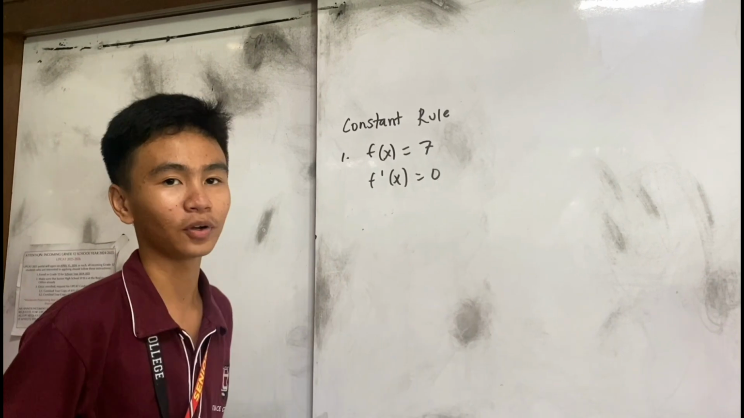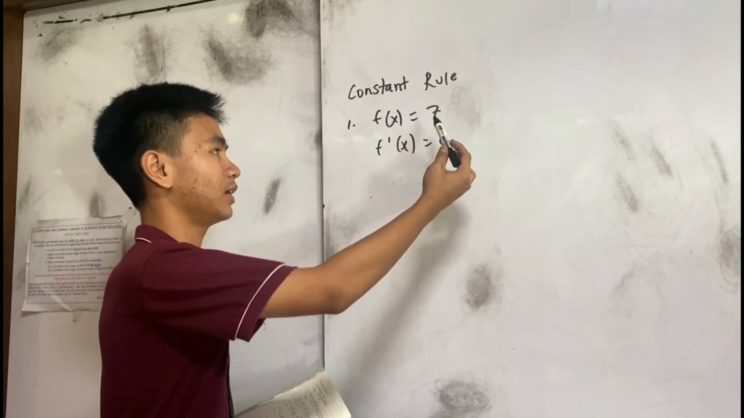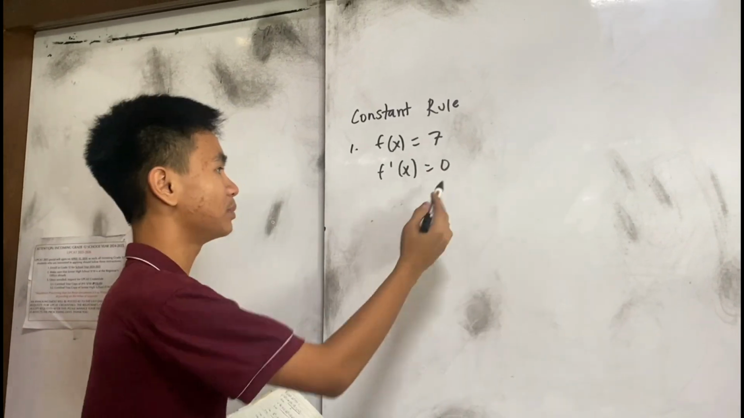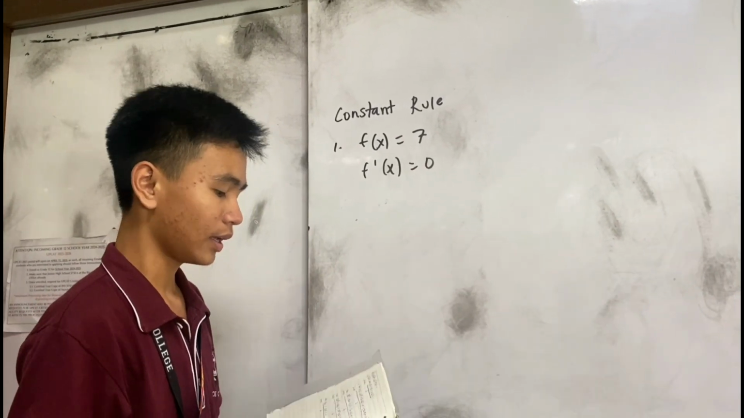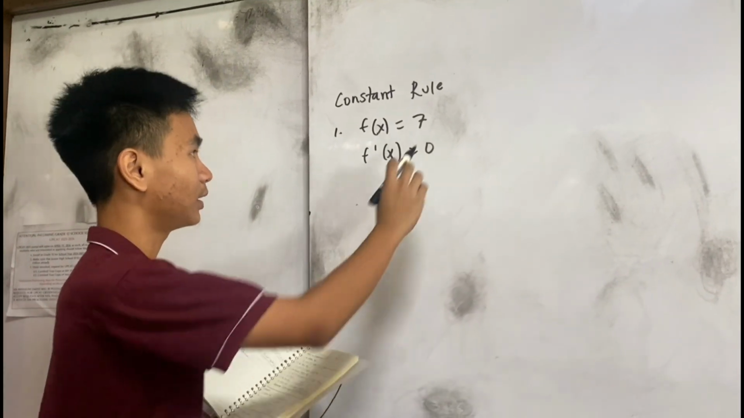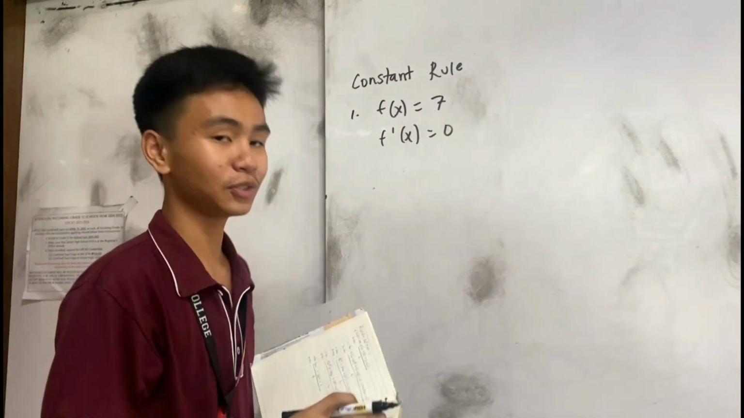If you look at this given, f of x is equal to 7, there is no x here, just like in the common examples. So according to the constant rule, if the given is only a constant number and there is no x in it, the answer will automatically be 0.